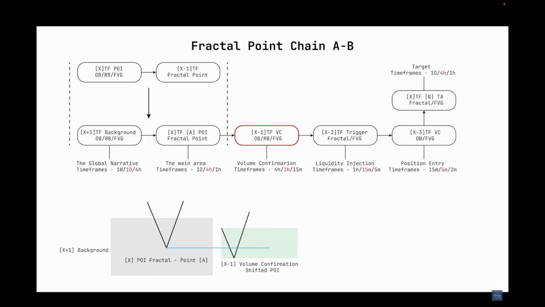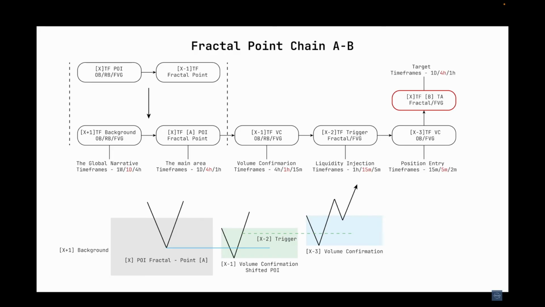On X-1, we need to receive a raid at the fractal point on the X time frame, followed by a shifted POI through volume confirmation, which demonstrates that volume has entered the market. Then, on X-2, we need to receive a trigger in the form of a fractal point or FVG inside or near the X-1 zone. Finally, on X-3, we need volume confirmation in the form of an order block or FVG to enter the position. So the last variable we need is our point B on the X time frame, which is the nearest fair value gap or fractal point. If the risk-reward is favorable for us, we enter the position.